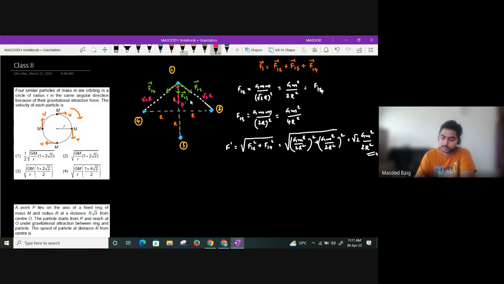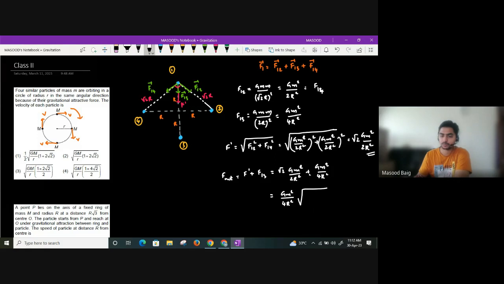This is F dash. Now you see we have two forces. F dash is the resultant of F12 and F14, and you have F13. Both are acting in the same direction. So what is the net force experienced? Because they are acting in the same direction, I can write it as F dash plus F13. So I'll get it as root 2 G m square divided by 2r square plus G m square divided by 4r square, guys. So we can take G m square divided by 4r square common. Here in the denominator you are getting root 2, so you will get this as 2 root 2 plus 1. Sorry.